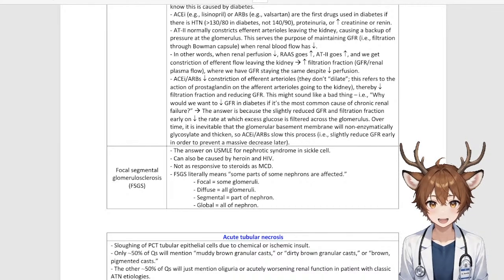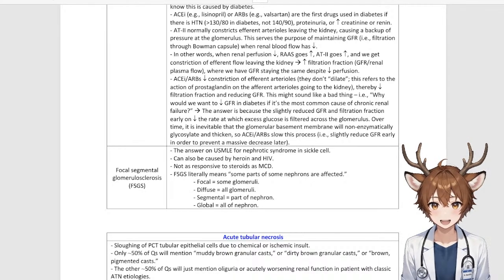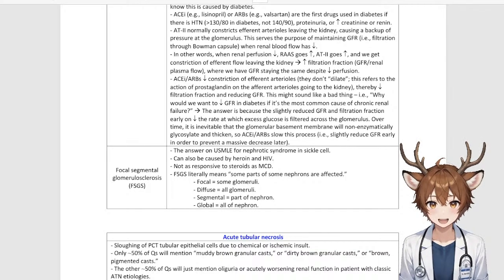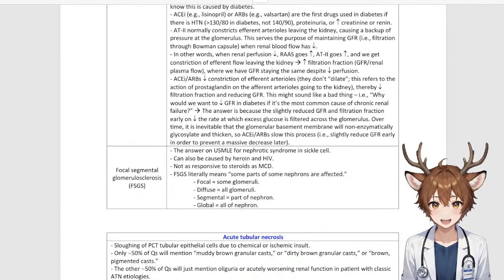Again, focal segmental glomerular sclerosis. So some parts of some nephrons are affected. Focal, some glomeruli. Diffuse, all glomeruli. Segmental, part of the nephron. Global, all of the nephron.